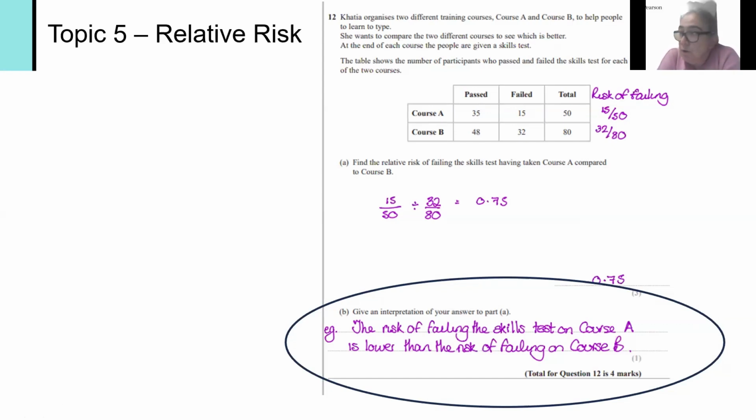So again, this was a common question to both tiers, but it wasn't answered well by many students. So where students got the 0.75, they then misinterpreted the answer and said that there was a 75% chance of failing the skills test, having taken test A. And many instead stated test B was more difficult and showed no understanding of what that relative risk was.